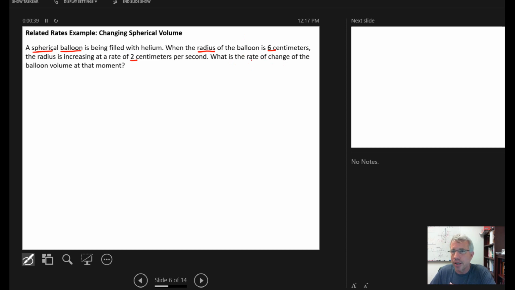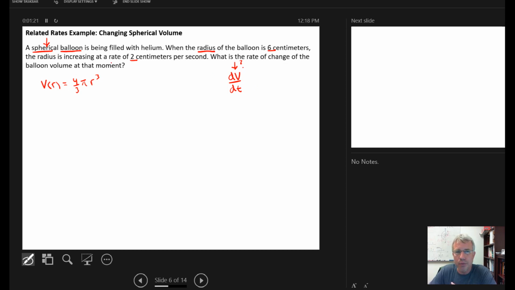So we're going to want to find the rate of change of a balloon volume. We're being asked to find dV/dt. This is the unknown, so question mark. We know that we're filling a spherical balloon with helium. So what we want to do is get the equation or formula for the volume of a sphere. So the volume of a sphere as a function of the sphere's radius is equal to 4/3 pi r cubed. So there's the volume of a sphere.